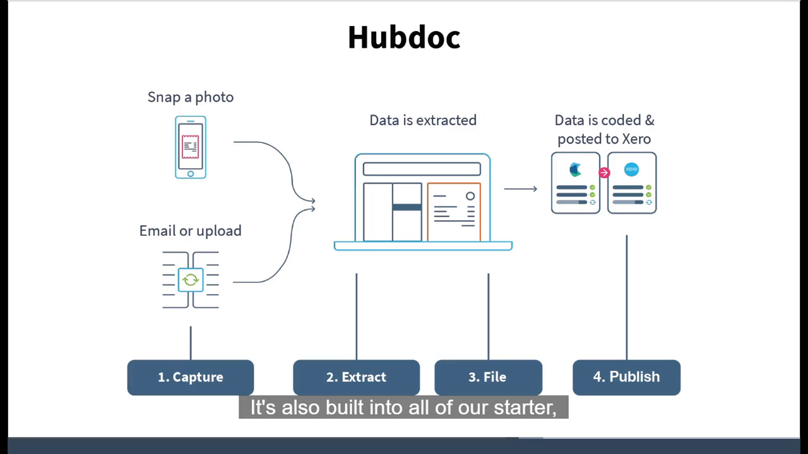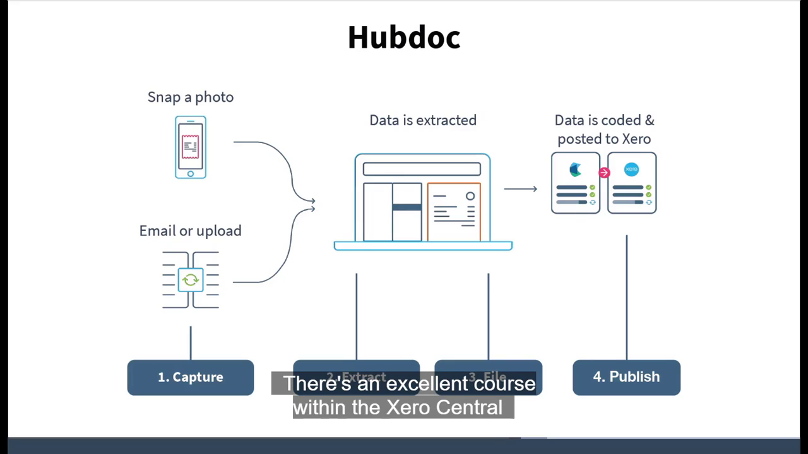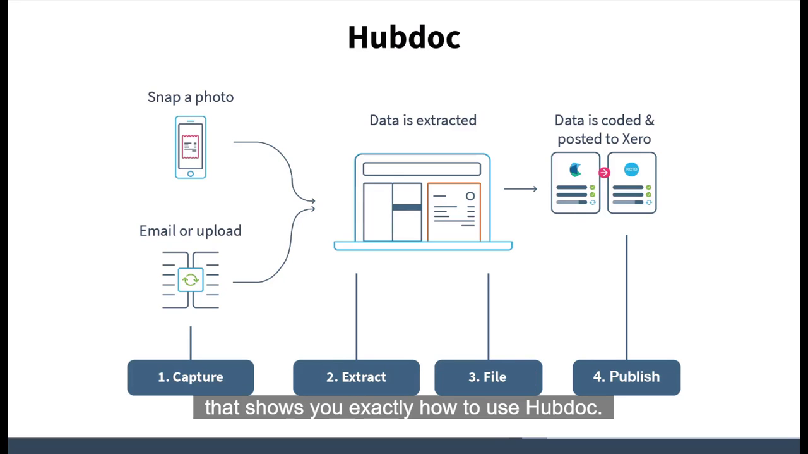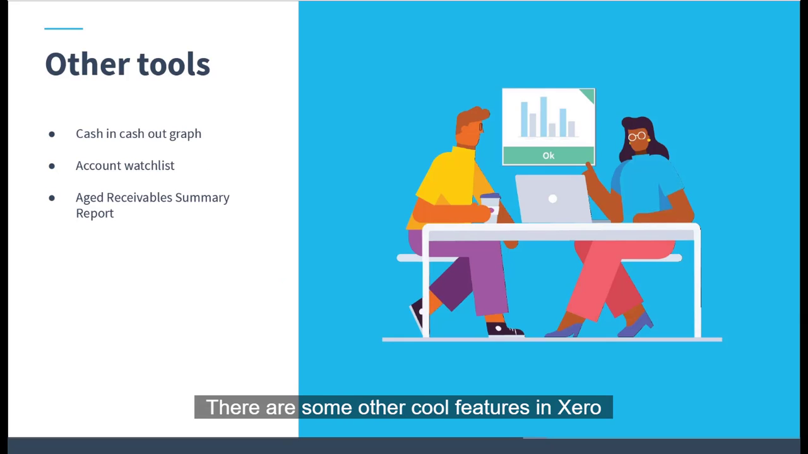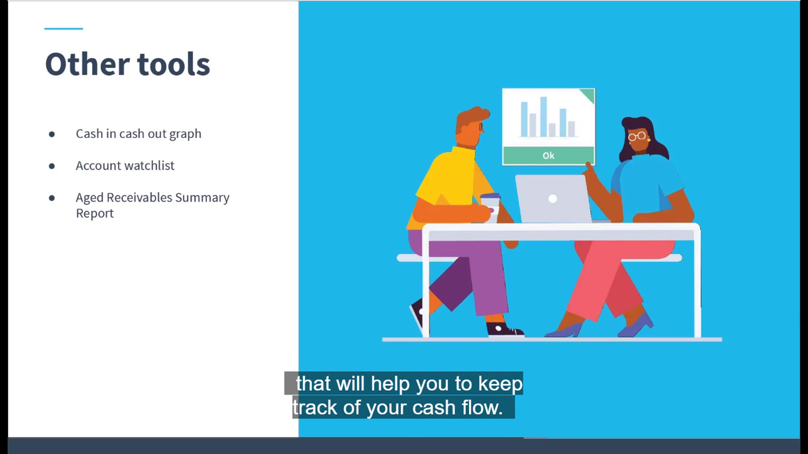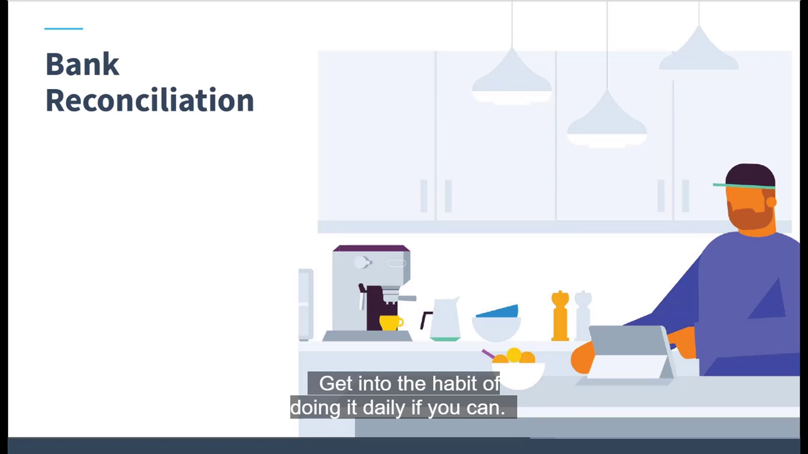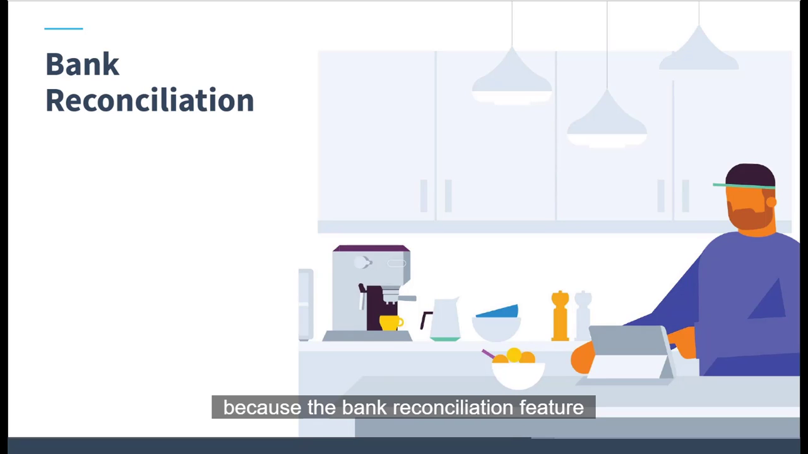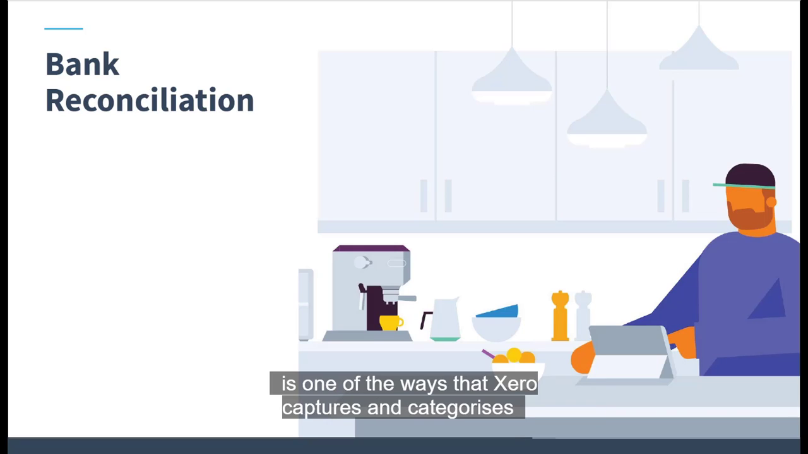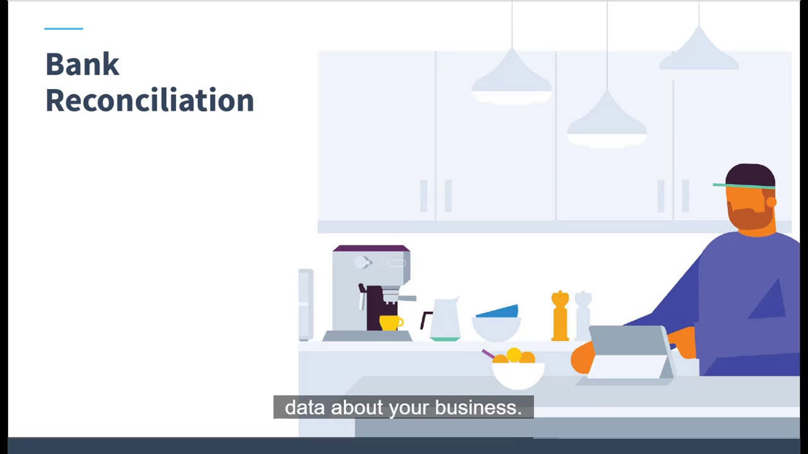It's also built into all of our starter, standard, and premium plans. There's an excellent course within Xero Central that shows you exactly how to use HubDoc. There are some other cool features in Xero that will help you to keep track of your cash flow. However, before we rely on these tools to make decisions, we need to make sure that the data in Xero is up to date. It's super important to remember to do your bank reconciliation regularly. Get into the habit of doing it daily if you can. This is very important because the bank reconciliation feature is one of the ways that Xero captures and categorizes data about your business.